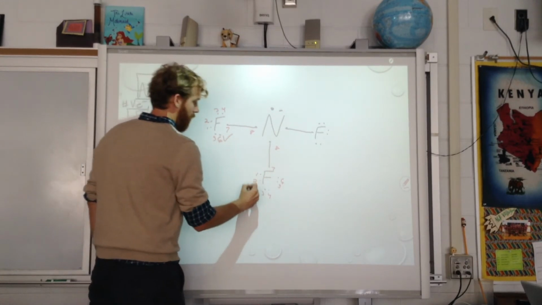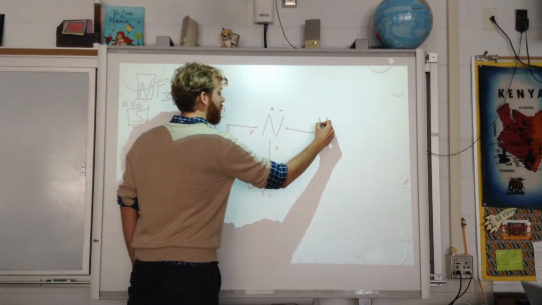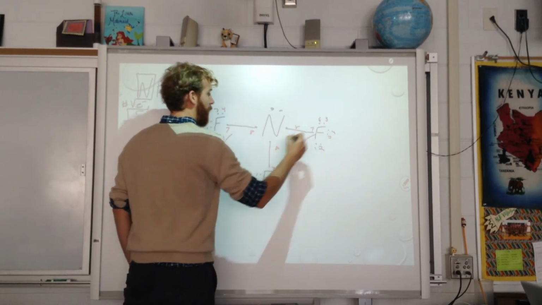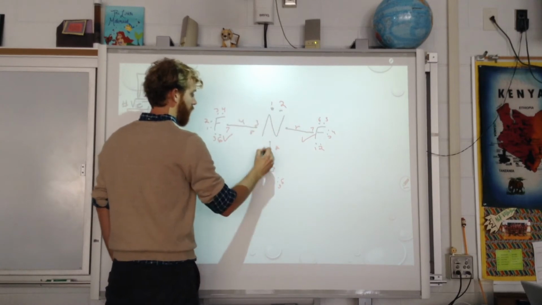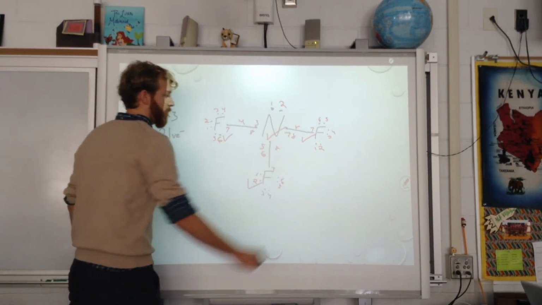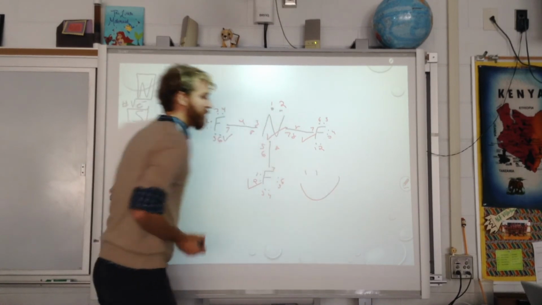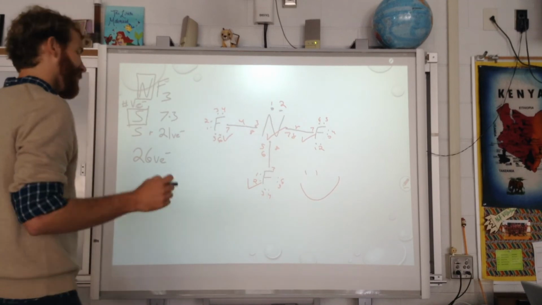So happy, happy. 1, 2, 3, 4, 5, 6, 7, 8. Happy. Nitrogen, 1, 2, 3, 4, 5, 6, 7, 8. Happy. So, everyone's happy. We are good to go. Let's do one more example that's a little bit tougher.